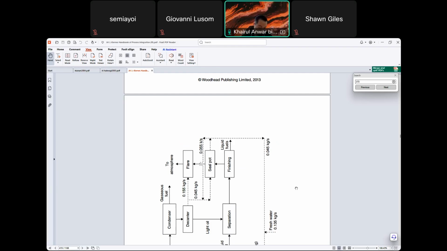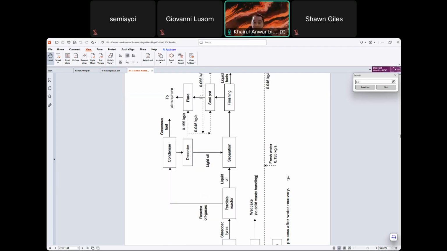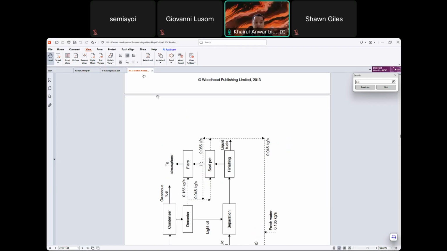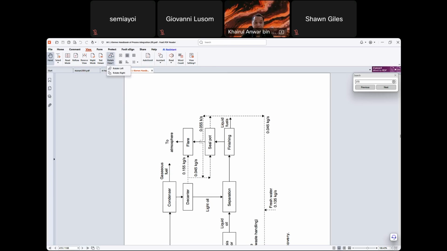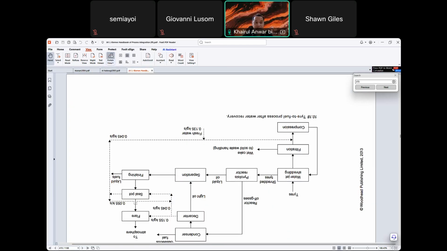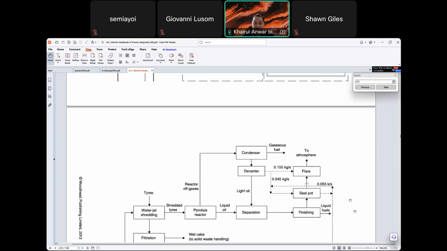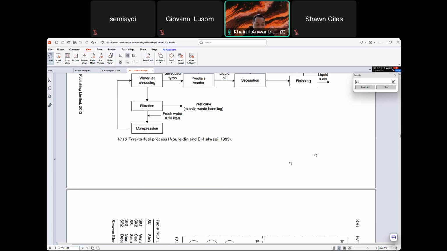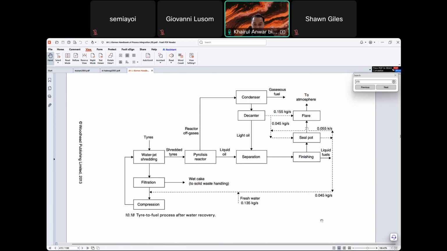Then we can come out with another diagram with the water recovery. If you refer to the first graph, first flow rate here, first process. Refer to the first process. It's using fresh water. Now after the water recovery, we are reusing the water.